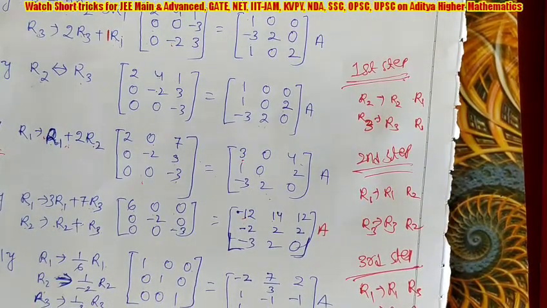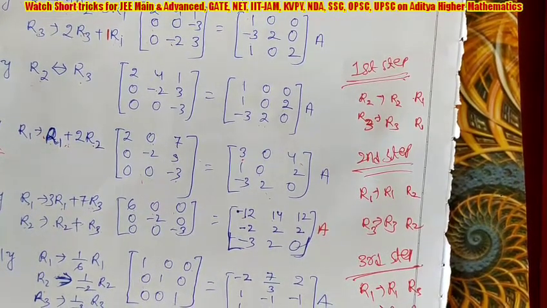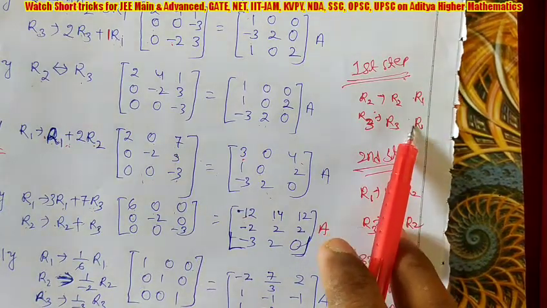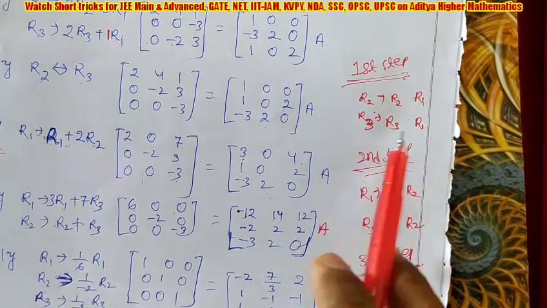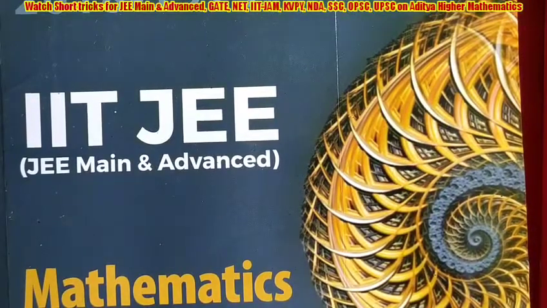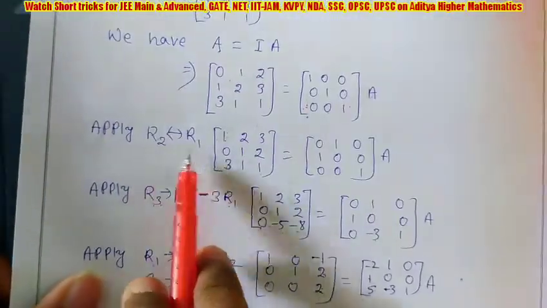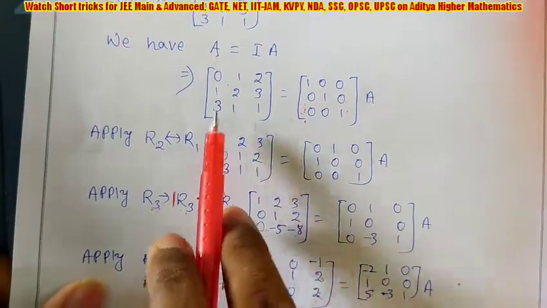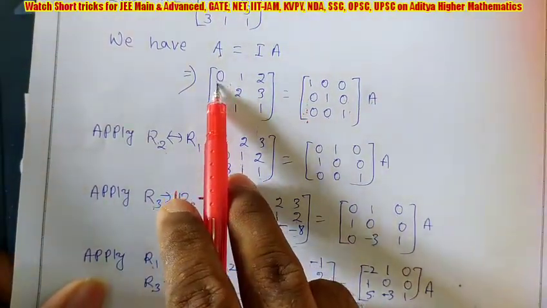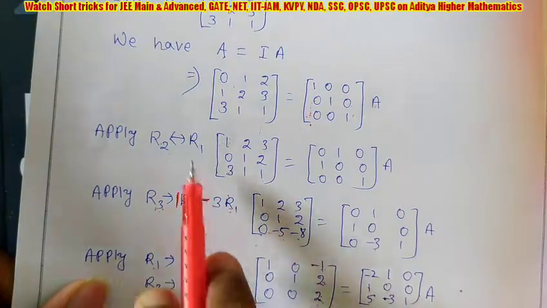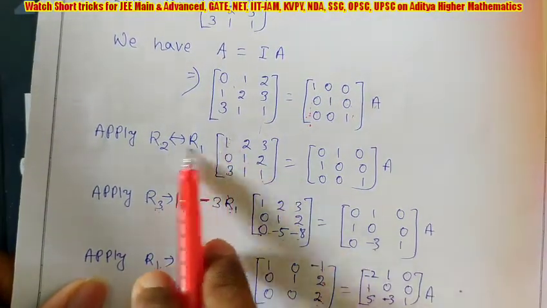If there is 0 coming, we are interchanging first to make it non-zero. So before applying this, the element R1 in the first step must be non-zero. If it is 0, you have to interchange. What I have done here: it was 0, so I have interchanged to make it non-zero. Understood? We need R1 to be non-zero in the first step. So before applying this elementary operation, I made it non-zero by interchanging.